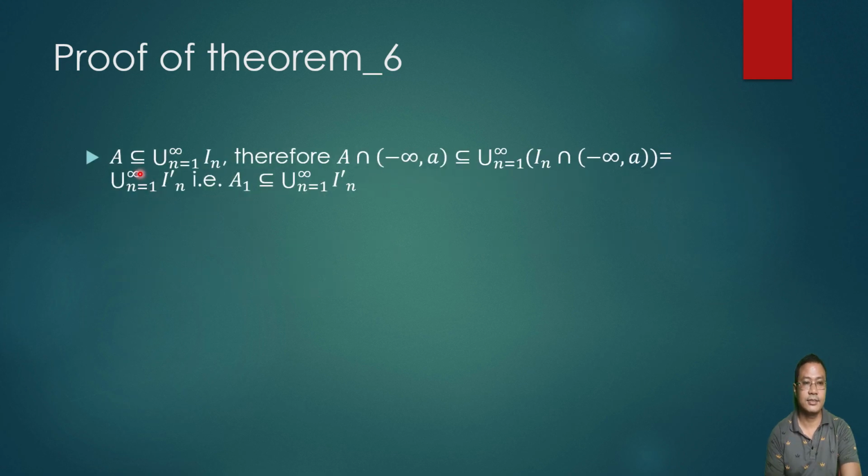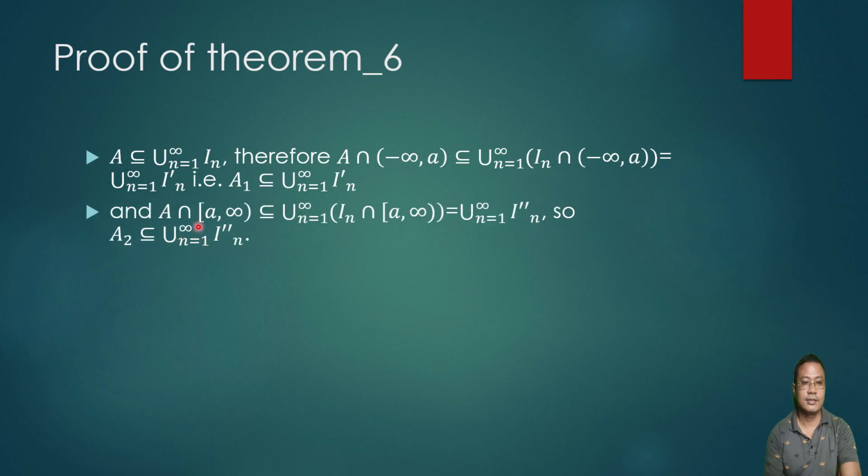Since the cover I_n is a cover, their union should be a superset of A. Therefore A intersection this one will be a subset of the union over n from 1 to infinity of I_n intersection this one. You can simplify this to the union of I_n prime, so A1 is a subset of this one. Similarly, A intersection a to infinity is also a subset of the union of I_n double prime, so A2 is also a subset of the union of I_n double prime.